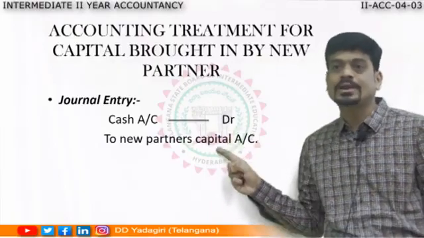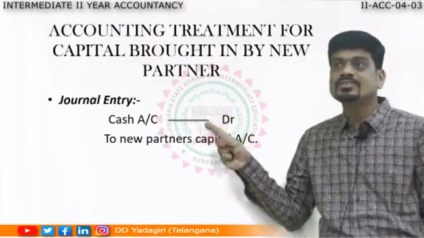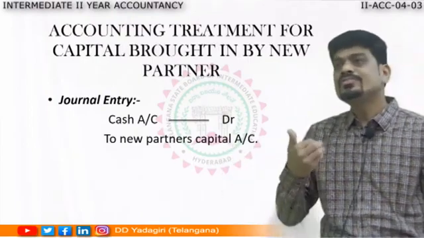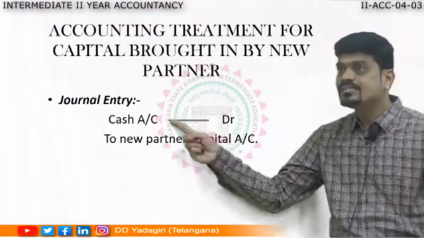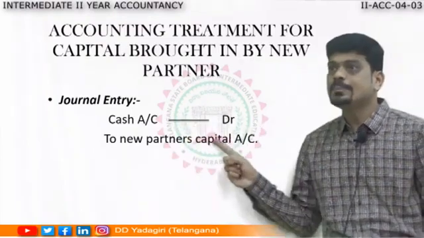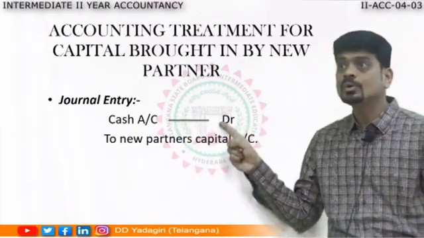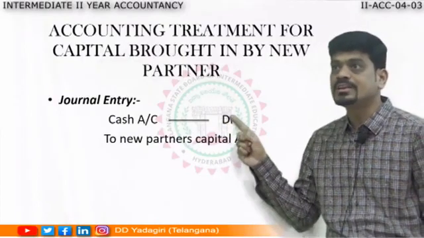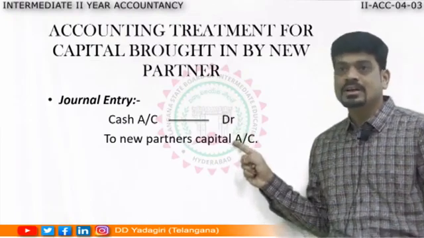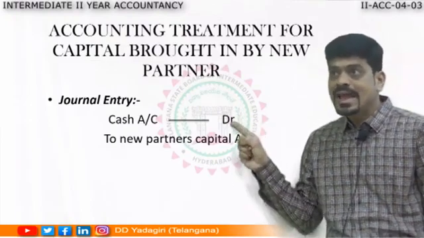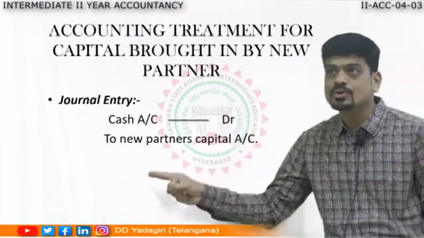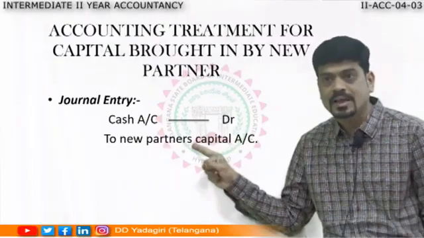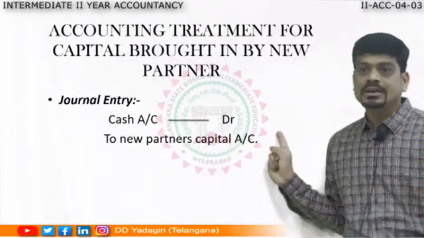Last year in sole proprietorship also we saw when business is started, cash to capital. But here already business is started. He's just joining the firm. So entry is cash account debit to capital account. Now how to give the effect? In the account, there are two accounts involved. One is cash account and one is capital account. So in cash account, we are going to post on debit side, whereas in capital account, that is in new partner's capital account, we'll post on credit side.